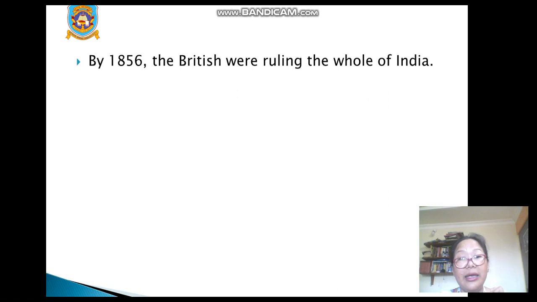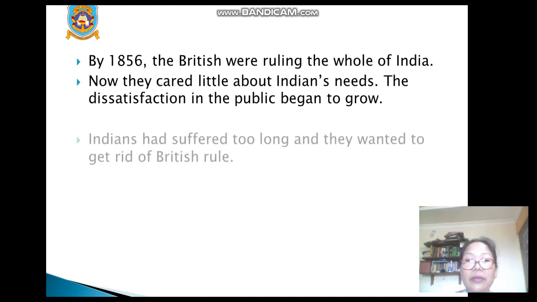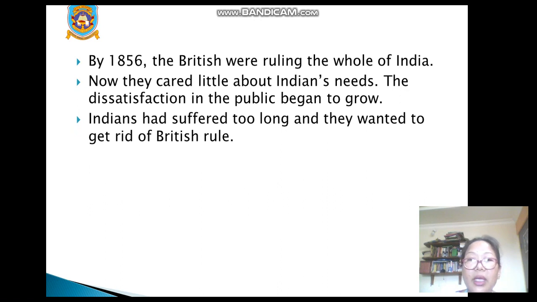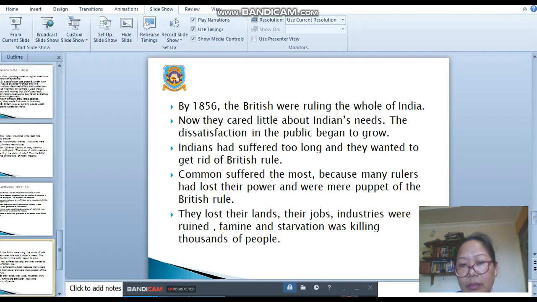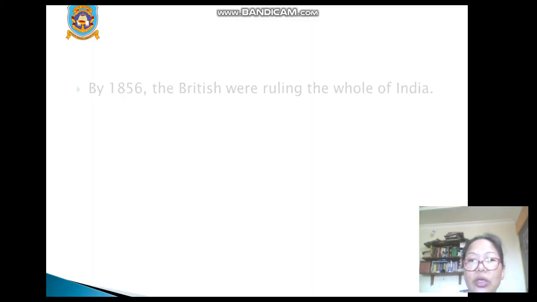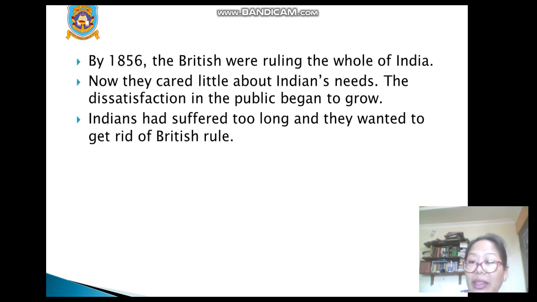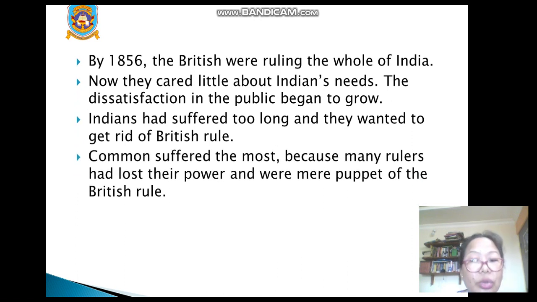So dissatisfaction started here. Now by 1856, the British were ruling the whole of India. They cared little about the public, and Indians had suffered too long and wanted to get rid of British rule.